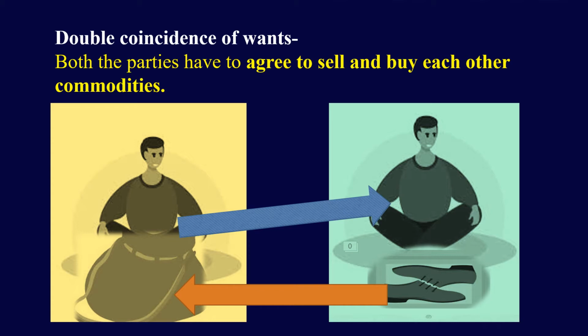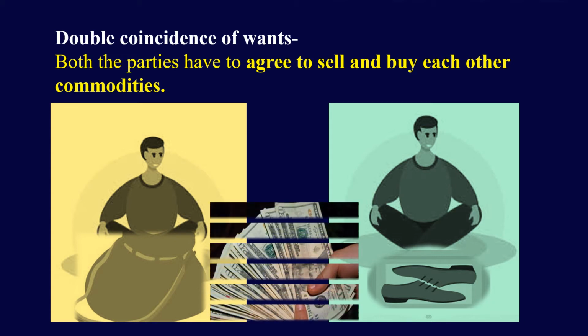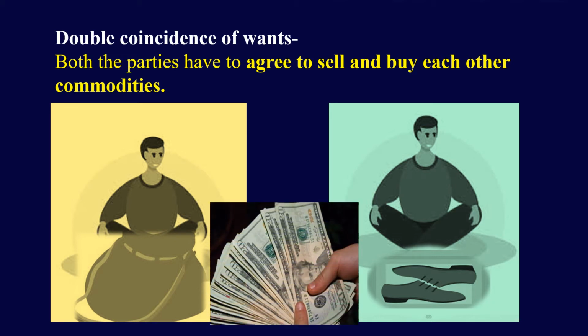And if it is not the situation, meaning if person A does not want the same product in return, then there is no double coincidence of wants. In this situation, people need a medium of exchange. Thus, money is used as a medium of exchange.